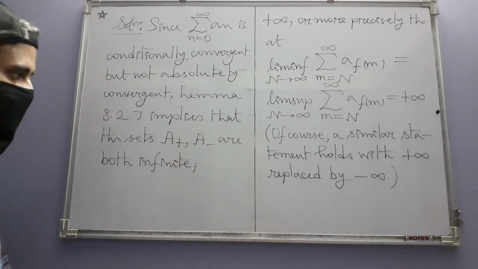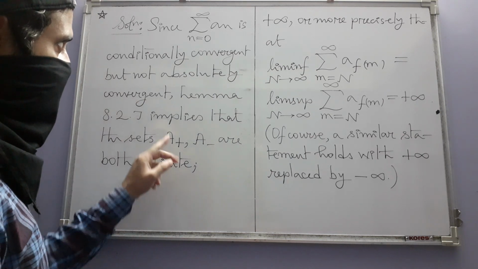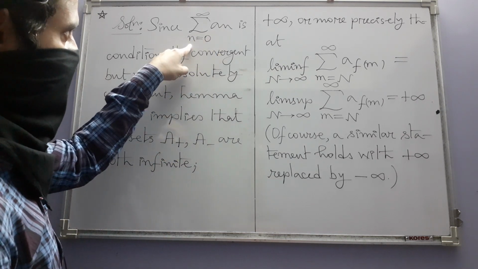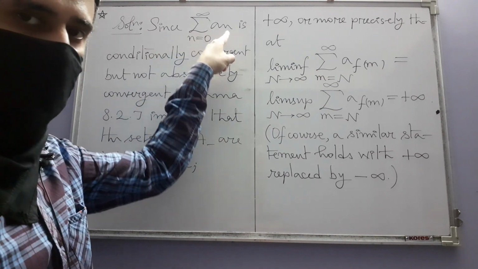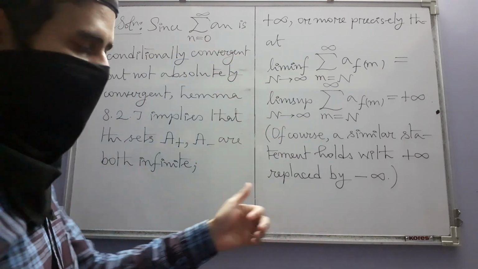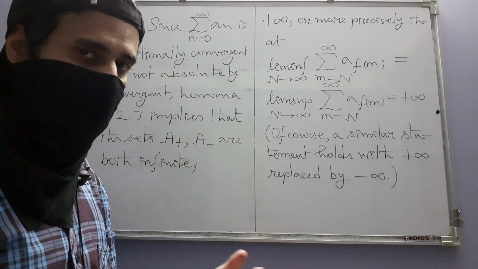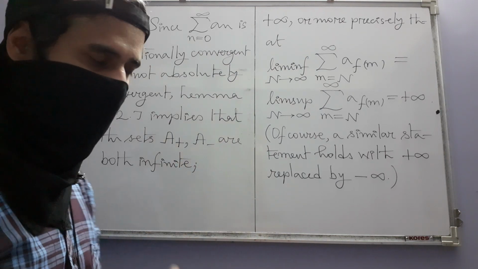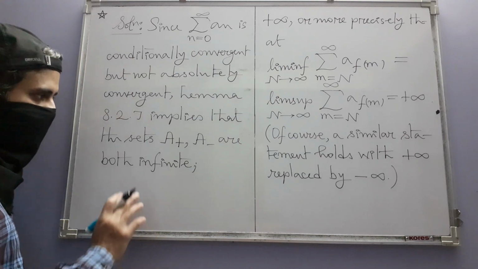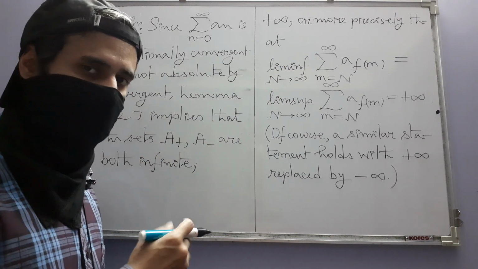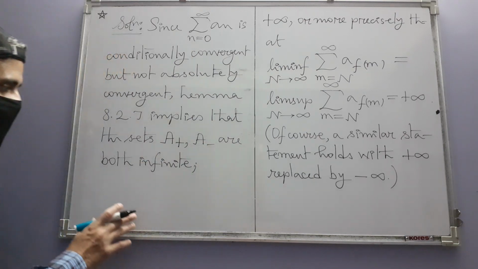We know what these sets are. A plus is the set of those indices n for which a_n is non-negative, and A minus consists of those indices n for which the corresponding a_n's are negative. So that means these are subsets of the set of natural numbers.